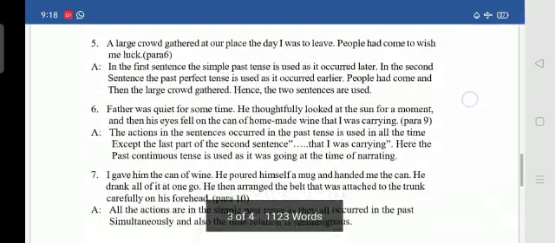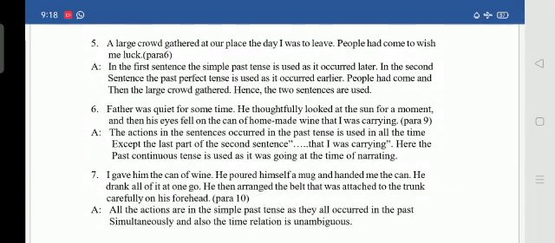See the fifth. A large crowd gathered at our place the day I was to leave. People had come to wish me luck. This sentence is in para 6. In the first sentence, the simple past tense is used as it occurred later. In the second sentence, the past perfect tense is used as it occurred earlier. People had come and then the large crowd gathered. Hence, the two tenses are used.